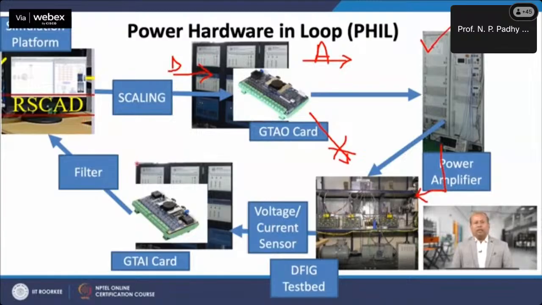The current that results due to the application of the voltage to the external device is measured and sent back to the simulator. The sensor is used to sense the signal from the physical hardware device and feed the signal to GTAI through the power amplifier. The test demonstration of GTAI card.